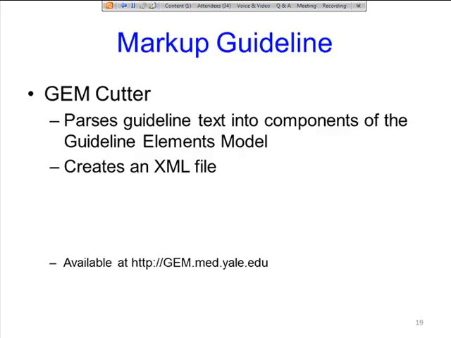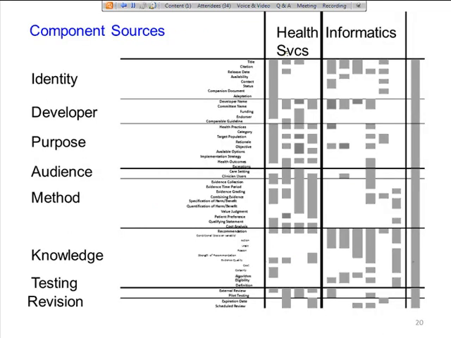The way we do it, as I said, is with Gem Cutter. It creates an XML file, and I moved this slide early this morning, but let me just go a little out of sequence. When we created Gem for the first time, the guideline elements model, we were looking for what to name these tags. At that time, there were about 100 of them. And we scanned the health services literature, found that the health services literature had lots of ideas around the purpose, the audience, and particularly the method by which a guideline was developed.